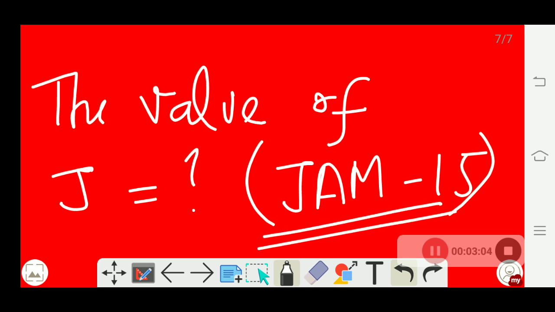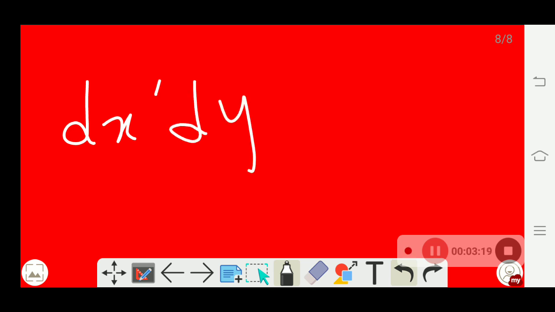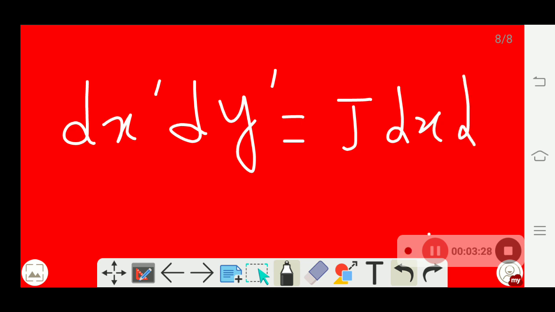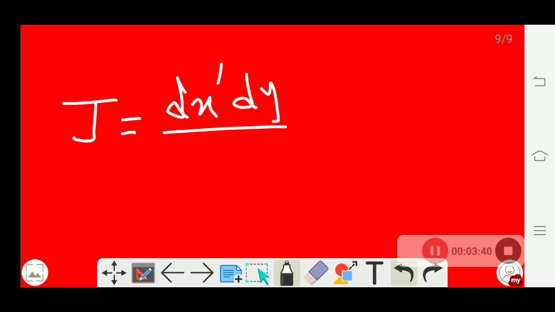It came in JAM 2015. So I think the 2015 question was set by Guwahati, right? So the given relation is this, this, this thing. So for finding the value of J, can we write J is equal to this thing? Okay, can you now connect to the Jacobian thing?